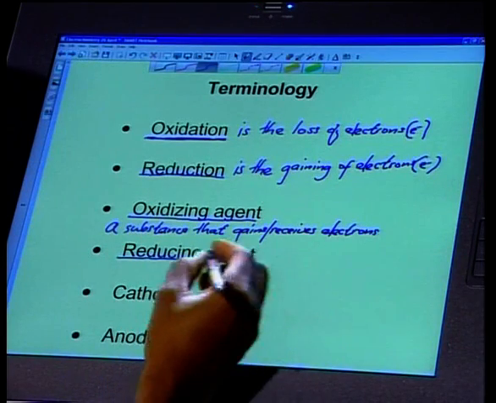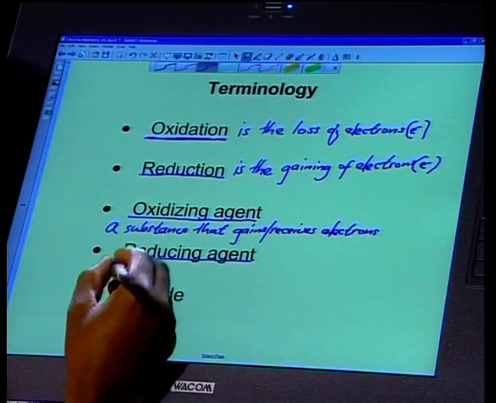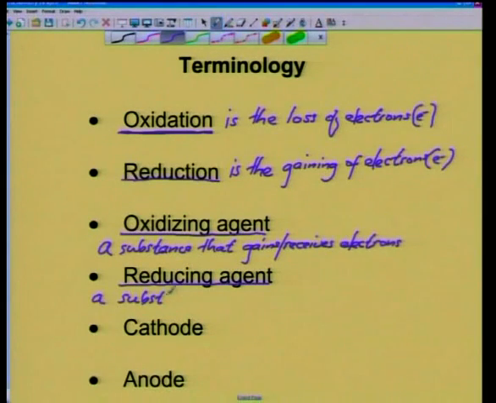The next one is the reducing agent. A reducing agent is a substance that loses electrons. Sometimes you can define it as a substance that donates electrons. So instead of loses, you can also say donates electrons. This is the substance where the electrons are coming from. We call it the reducing agent.